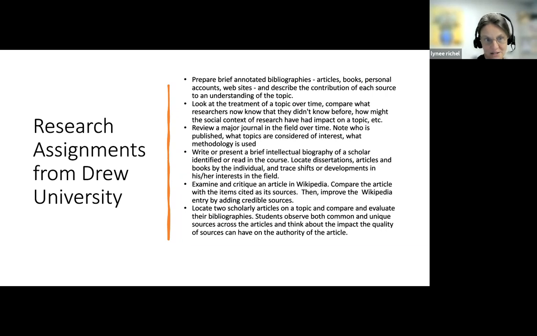Jody had students who looked at the treatment of a topic over time. She had an assignment where students had to review the major journals in a field, noting who was published and what topics are of interest over a period of time.